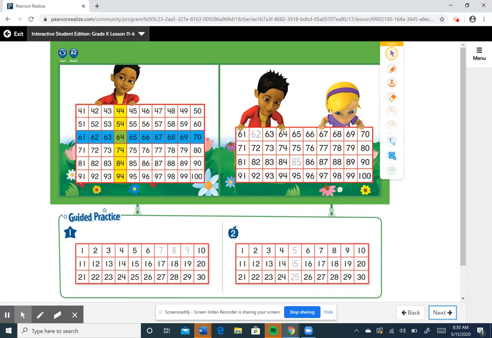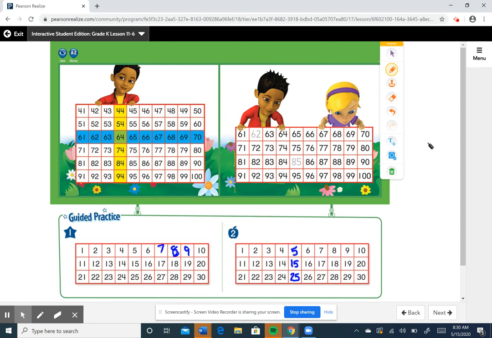And on this page, we just need to fill in the missing numbers. So we see we're missing what comes after 6, 7. What comes after 7? 8. What comes after 8? 9. Now here, we had 5, 15, and 25.